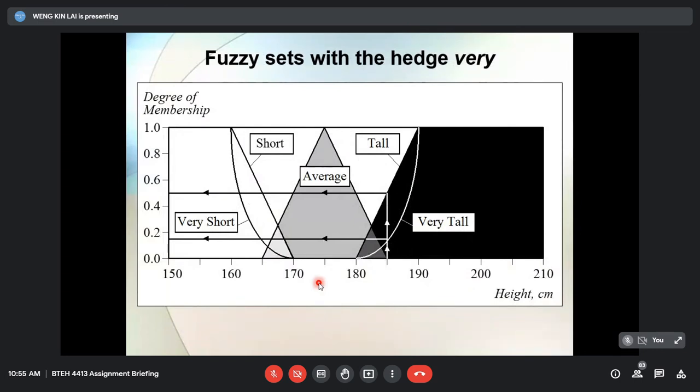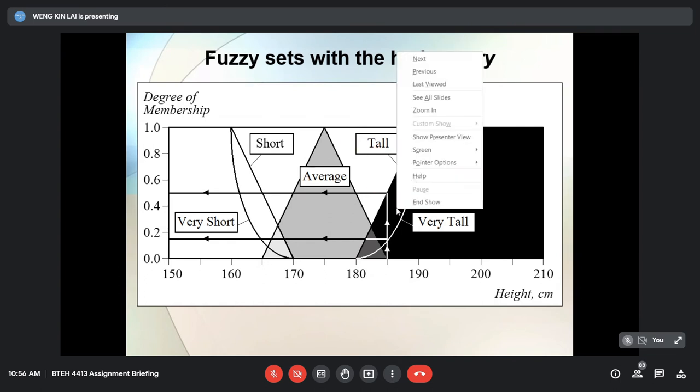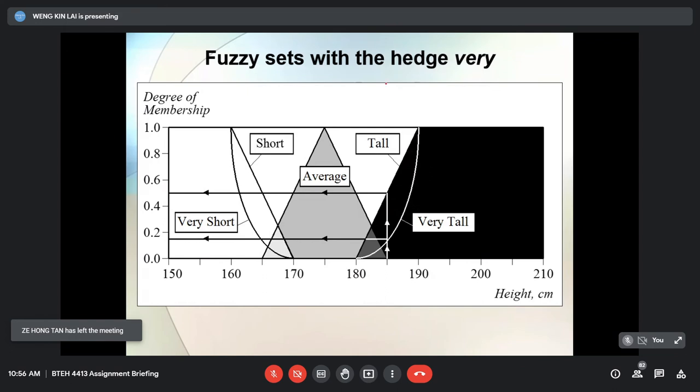This one is to show you how the hedge modifies the actual membership. If I use tall, it'll be this line, isn't it? So if I'm 185 cm, what is my membership to tall? Draw a line up here, it intersects at this point, it'll be 0.5. Now, if I don't want to use tall, I repeat the same graph over here. Sorry, I can't draw the line very straight.